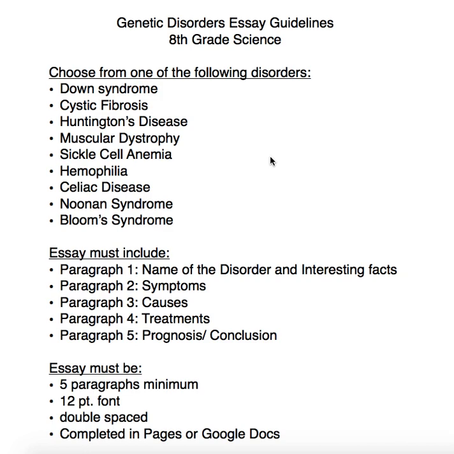You can choose from Down syndrome, cystic fibrosis, Huntington's disease, muscular dystrophy, sickle cell anemia, hemophilia, celiac disease, Noonan syndrome, and Bloom syndrome. Now, some of these you may be more familiar with than others. It does not matter to me which one you choose to do. Just pick one and stick with it.